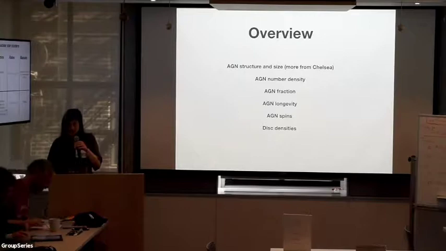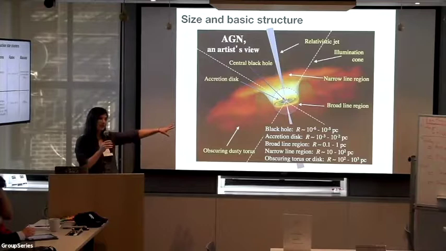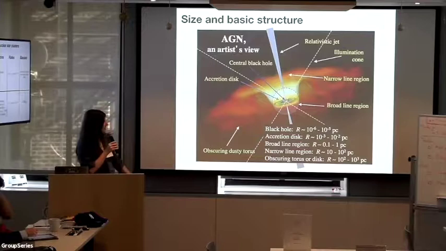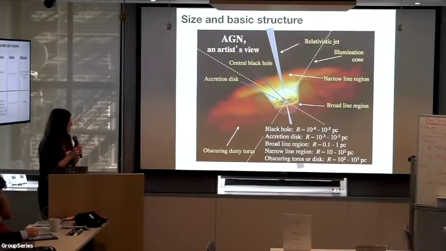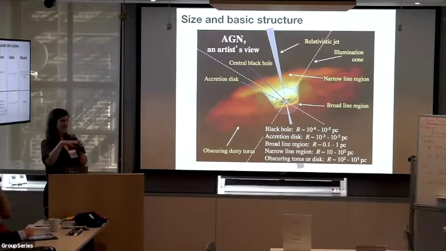So just a basic overview. You've all seen something like this, hopefully, before. In an AGN, we have a central supermassive black hole at the center, an accretion disk around it. We're talking about parsec scales, like 10 to the minus 3, 10 to the minus 2 parsecs, for the accretion disk. Outside of that you'll have the broad line region and then the narrow line region, photoionized gas at like 10 to 100 parsecs. And Chelsea will go into a little bit more on some of the observables and maybe some of the problems that we have with some of the disk models as well.